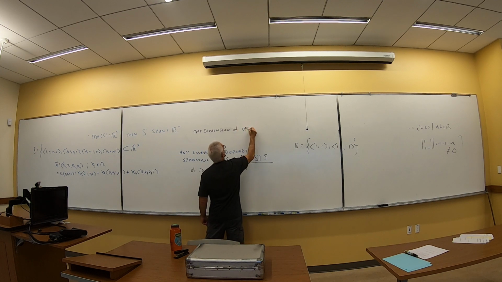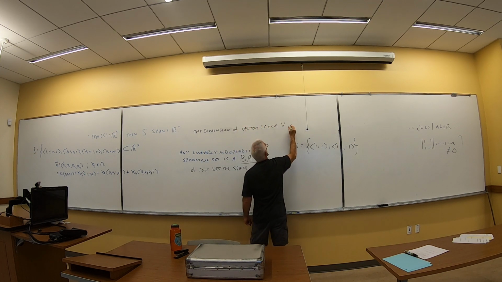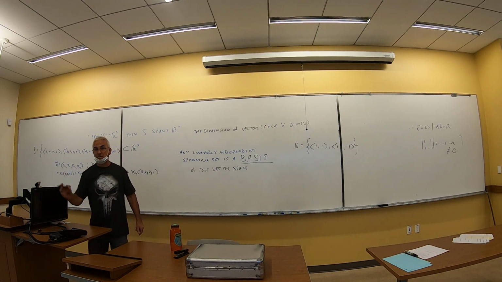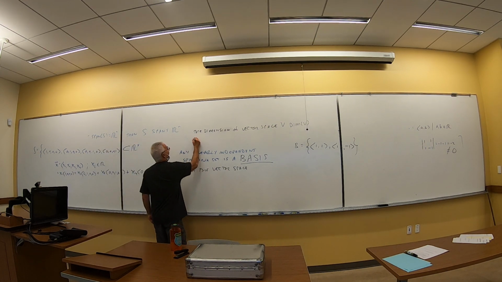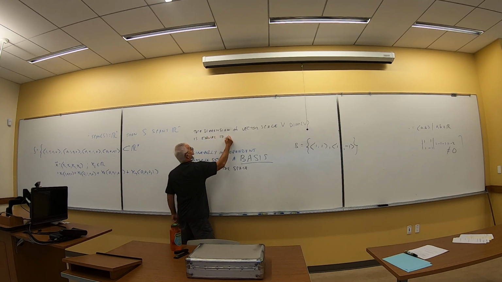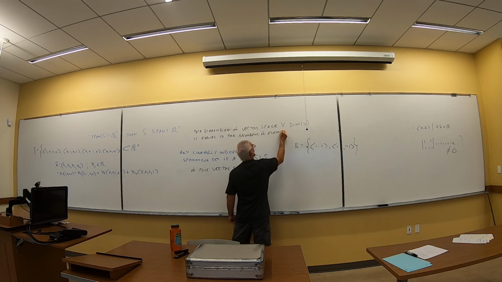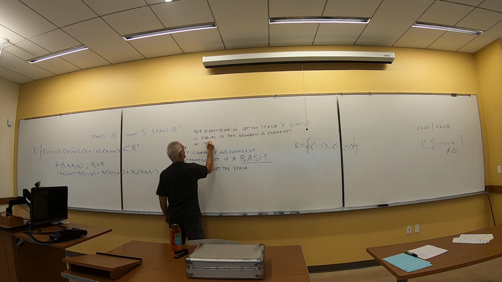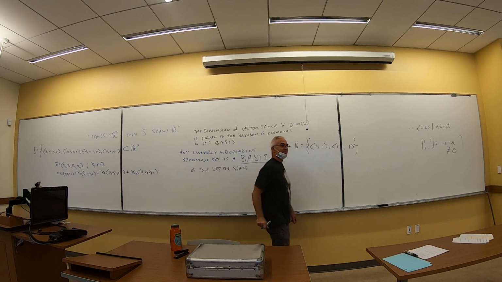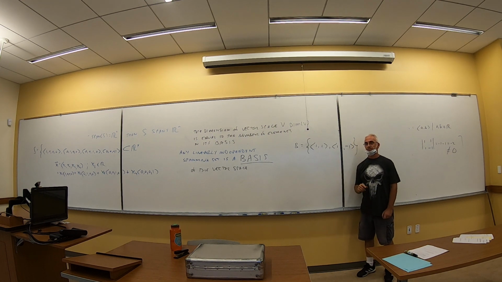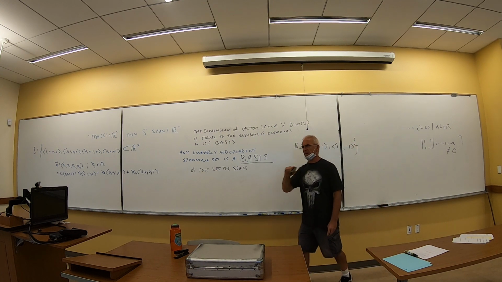The dimension of a vector space V, which is really generic, we write as dim V. The vectors could be vectors, matrices, or polynomials. The dimension of a vector space is equal to the number of elements in its basis. That's it. This is a basis for R2. There are two elements. What a shock. R2 is dimension two.